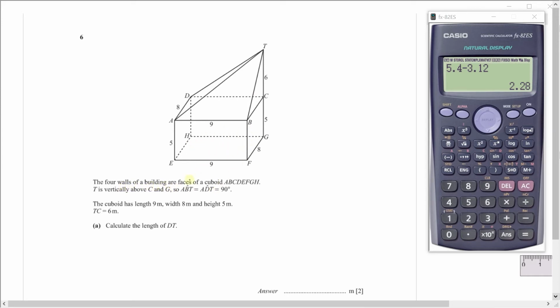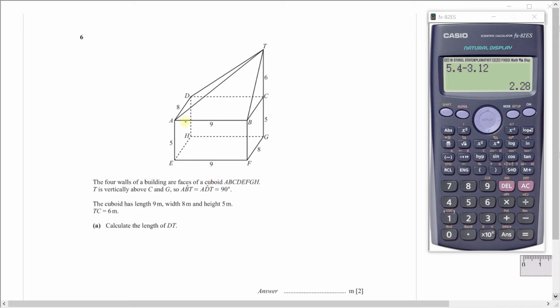So this is your cuboid here. T is vertically above C. So this T is directly above this point C. And G, vertically above C and G. So this is like a straight line going up. So ABT and ADT are 90 degrees.